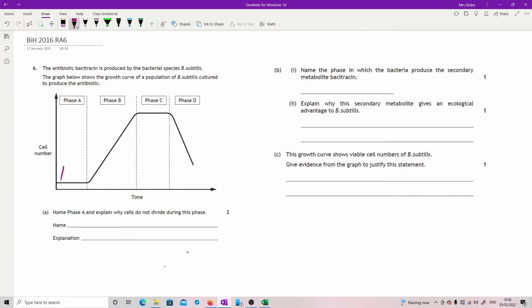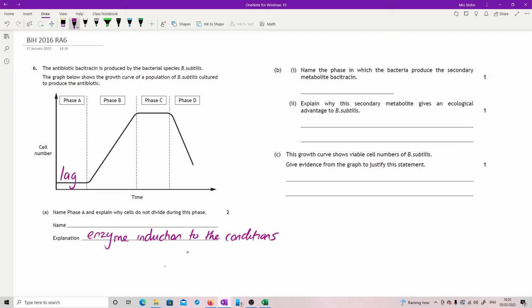Okay, phase A is the lag phase. And the reason that they are not actually increasing in that time is because they are basically getting sorted for the environment they're in. Okay, so what you've got here is enzyme induction. Enzyme induction to the conditions. And that's pretty much what you're looking for.